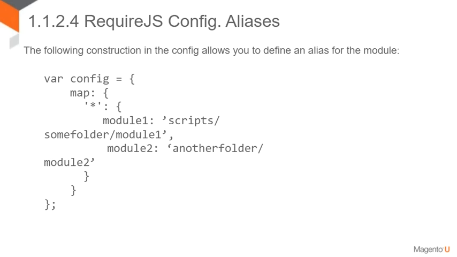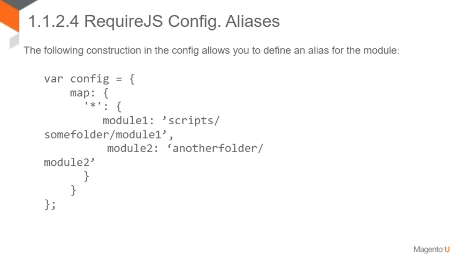Using the map property, you can define an alias for the module. While it is optional and does not have any impact on functionality, aliases can be useful in development. So instead of define script/subfolder/module1 function m1, you could write define module1 function m1, assuming the config declaration from the slide is in place.